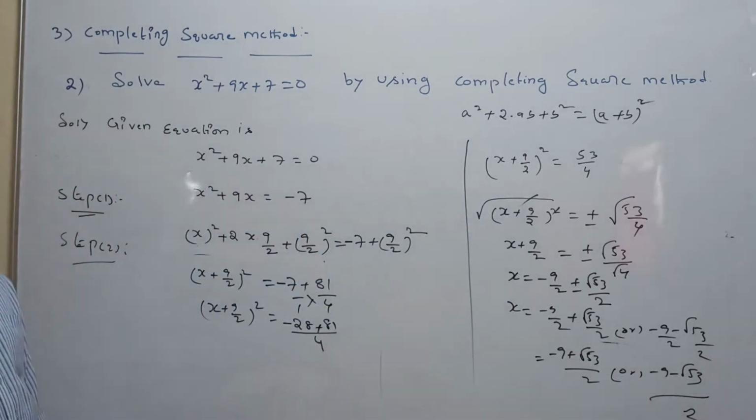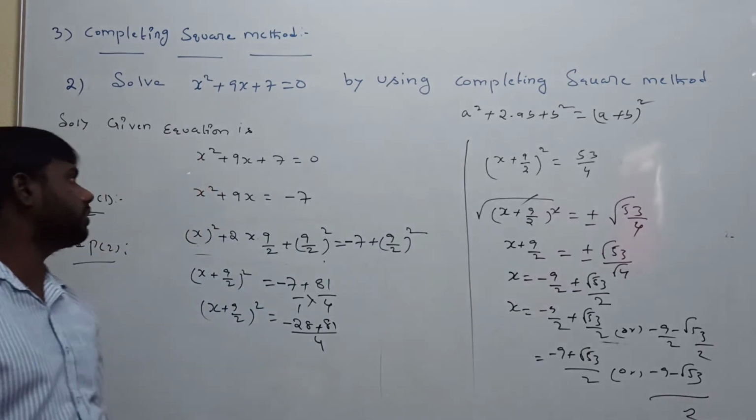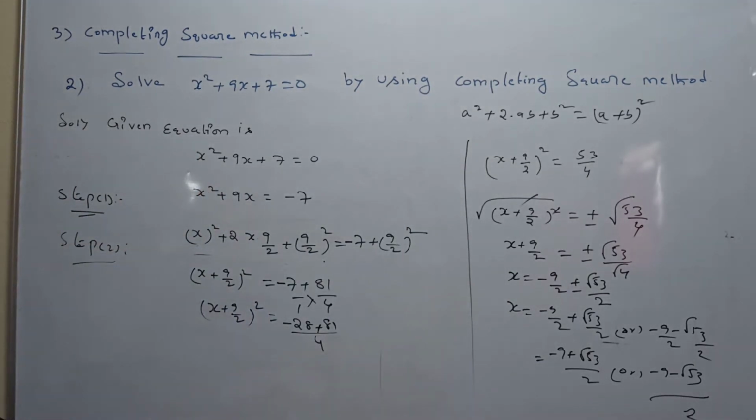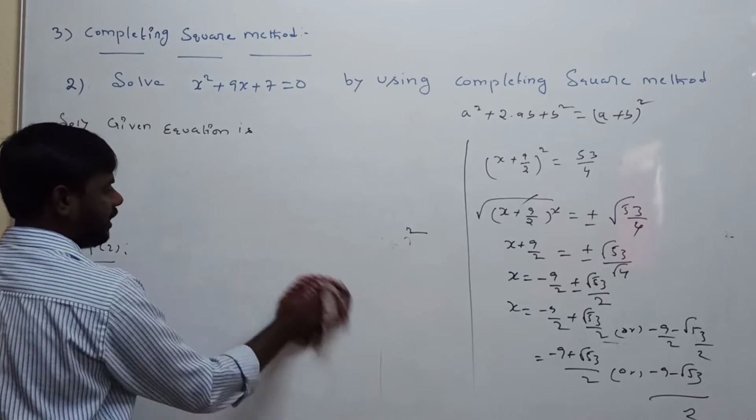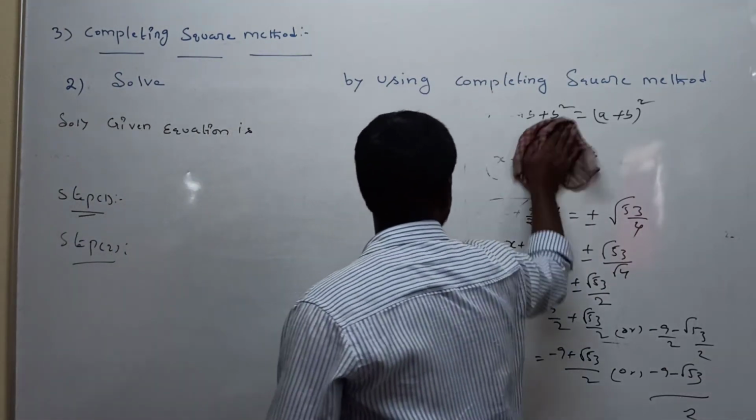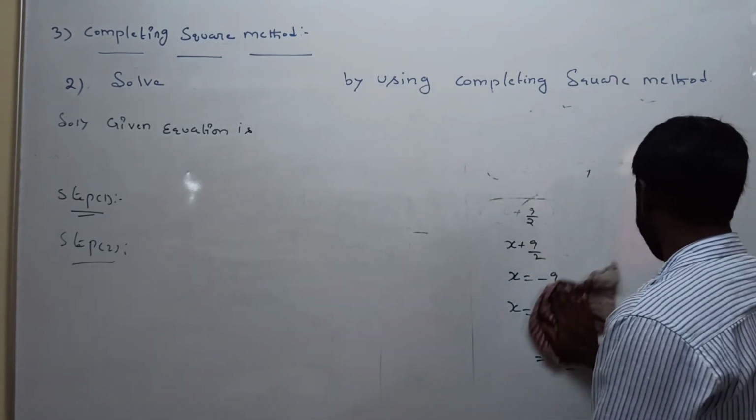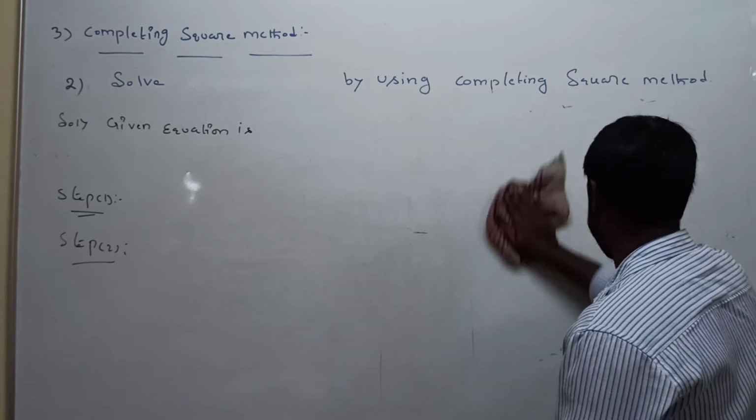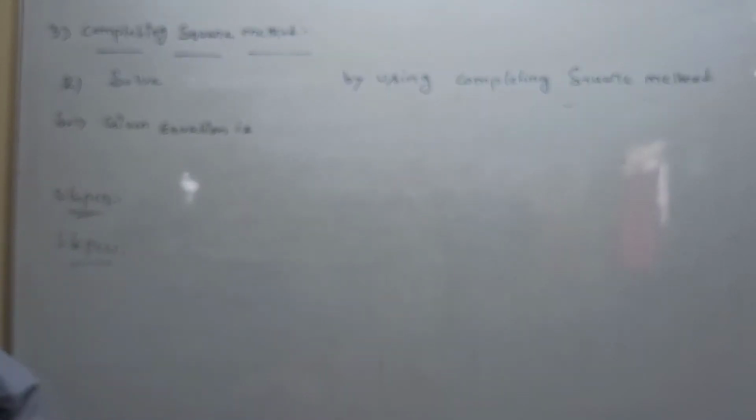Everyone understood how to convert a given equation by the completing the square method? These are the processes. Everyone understood? It is clear. The next, third question. Very easy. Only applying. There are two steps. After that, the equation is converted to the completing square method: a plus b whole square, or else a minus b whole square. But this method is not important for the final exam. Okay. Next, third question.